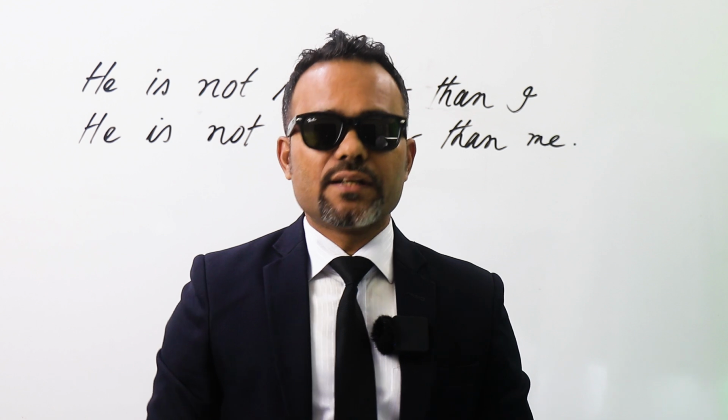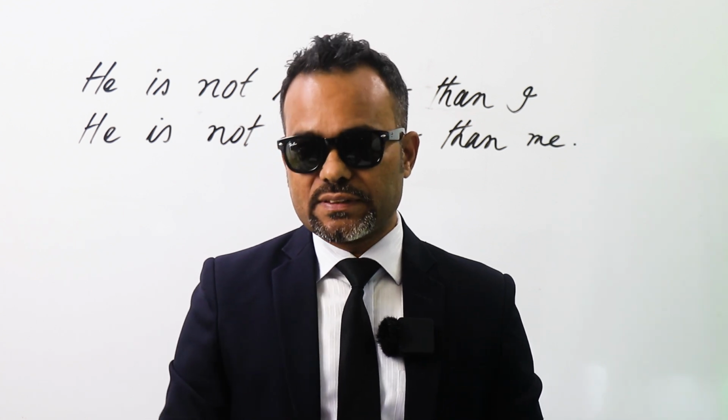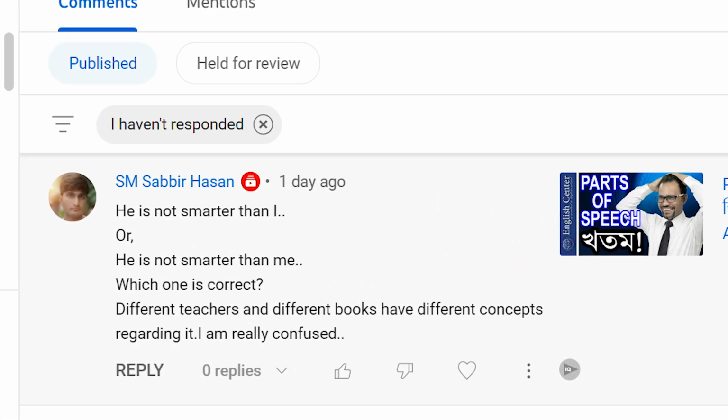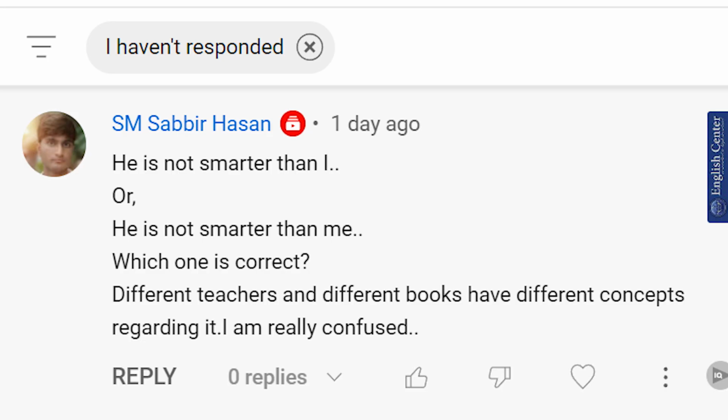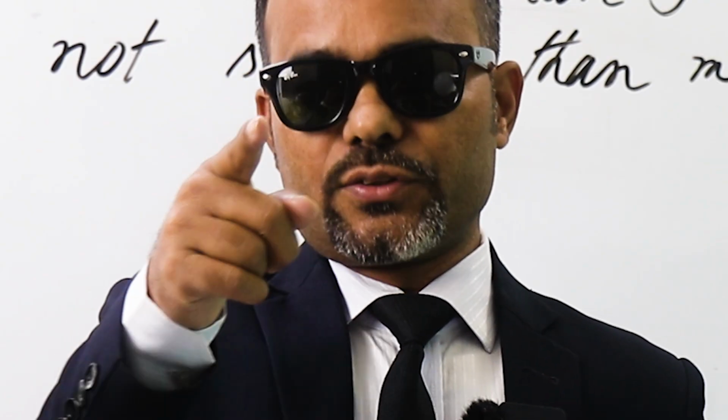Today I'm going to answer another question, and this question has been sent by SM Sabbir Hussain. He says: he is not smarter than I, or he is not smarter than me. Which one is correct? Different teachers and different books have different concepts regarding it. I'm really confused. Okay, Sabbir, Don is here to clarify.